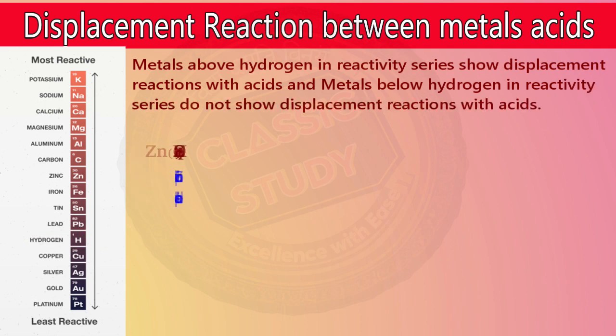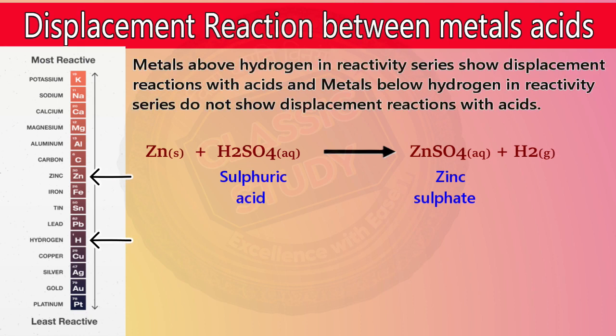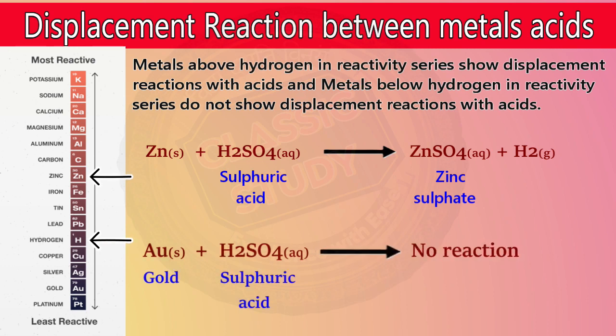So when zinc is put in sulfuric acid aqueous solution, it displaces hydrogen and forms zinc sulfate plus release of hydrogen gas, because it is lying higher in the series above hydrogen. But if the same sulfuric acid is reacted with gold, there is no reaction, because gold lies below hydrogen and is less reactive, and it is unable to displace hydrogen from its solution. Therefore, we see no reactions.